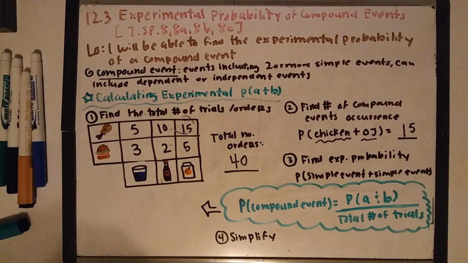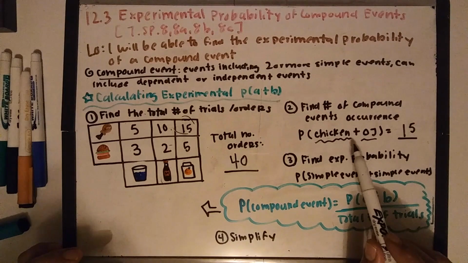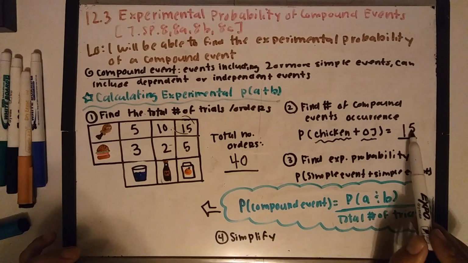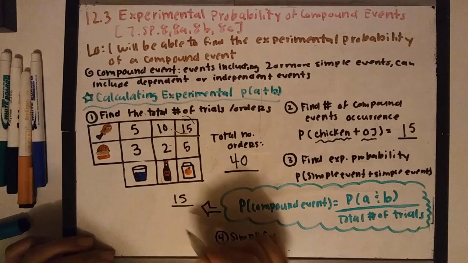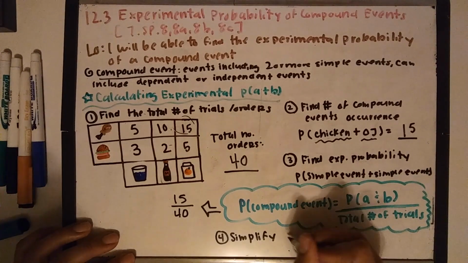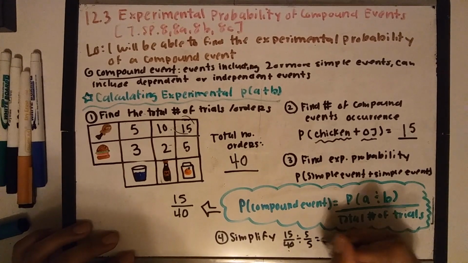And then how do I find compound event probability? I do the compound events, which is the chicken with the orange juice, which is 15, right? So I'm going to write 15 over how many total? 40. And then I have to simplify. So I go 15 over 40. I can simplify by dividing by 5. That gives me 3 over 20.